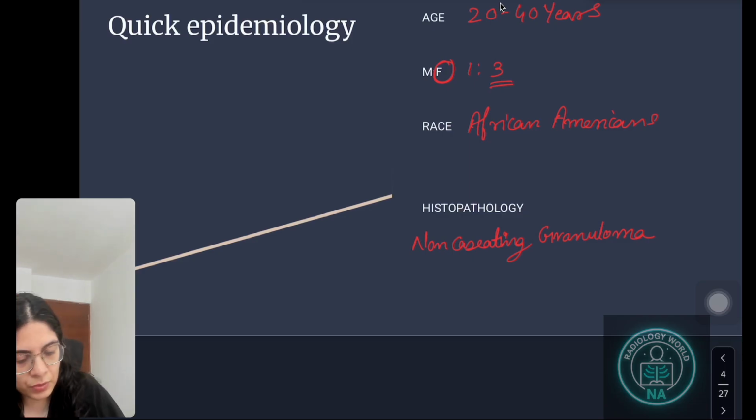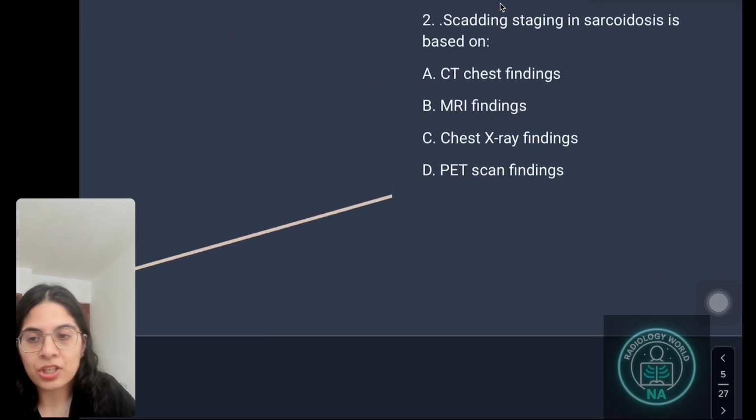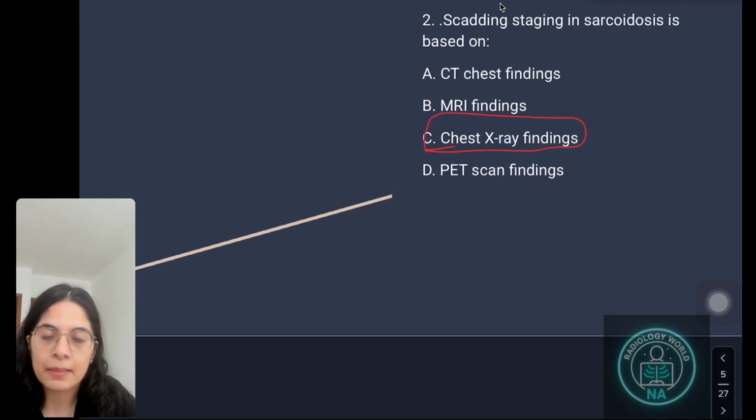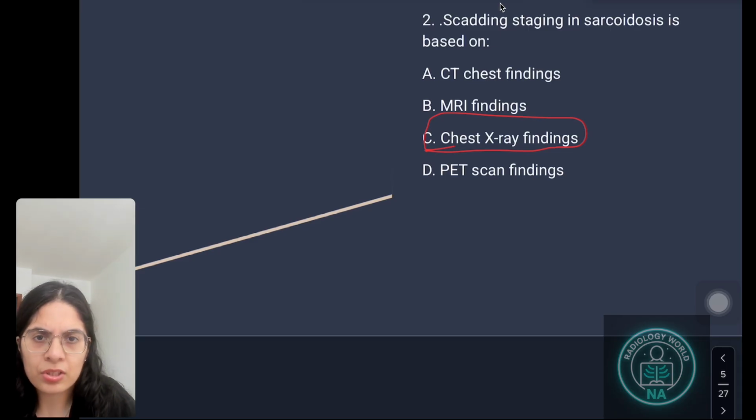Okay, so next we are going to talk about the staging. What is the second question? Scadding staging in sarcoidosis is based on. This is based on your chest x-ray. The x-ray which we have seen before can actually be used to stage sarcoidosis. This is a very easy question, but it is very commonly tested. They can even give you a chest x-ray and ask what stage of the disease is being shown in this image.